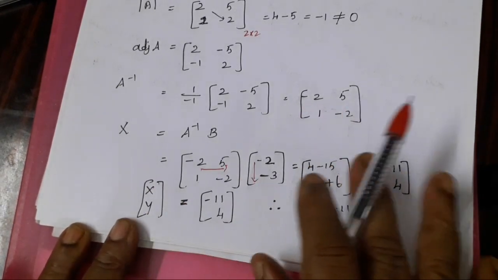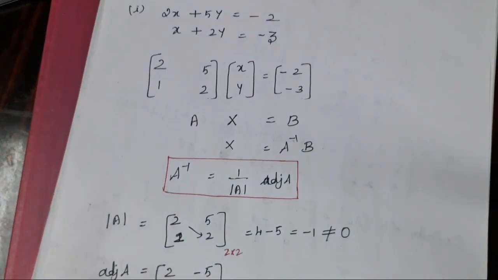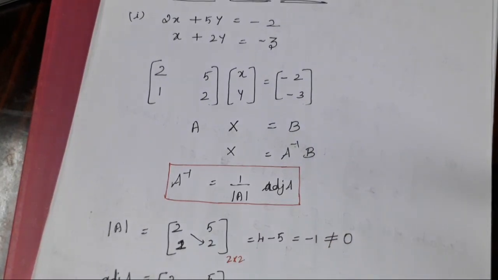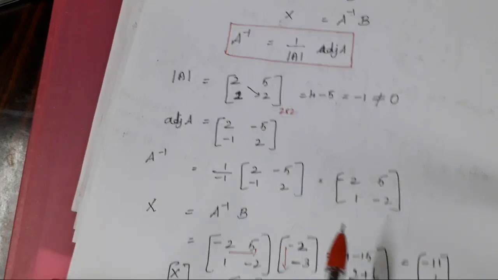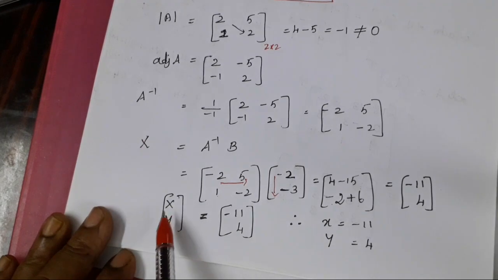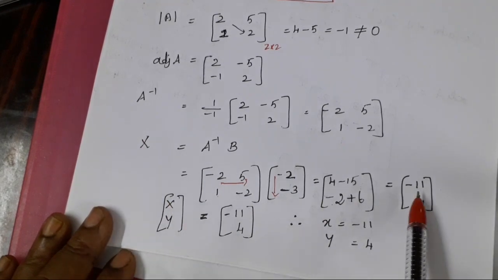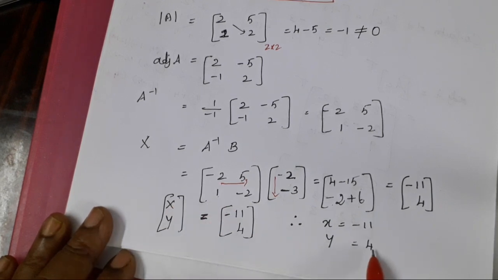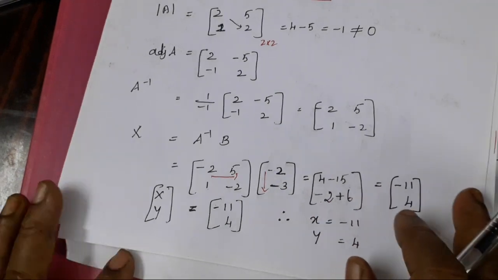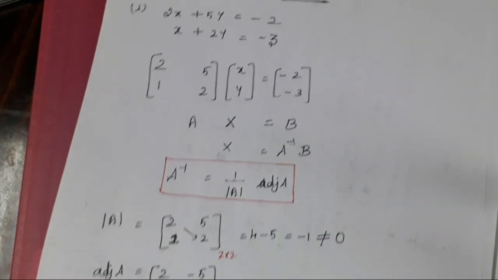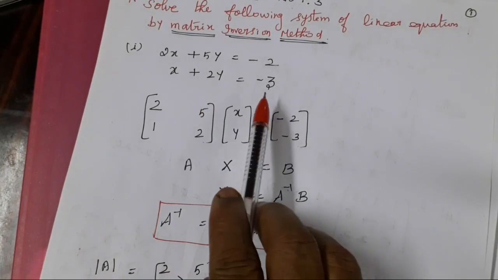Therefore, which one is rewritten as X? The xy term is rewritten as capital X. So instead of capital X, we substitute x and y. xy is equal to [minus 11; 4]. Therefore, x is equal to minus 11, y is equal to plus 4. So this is the method to solve linear equations by using the matrix inversion method.